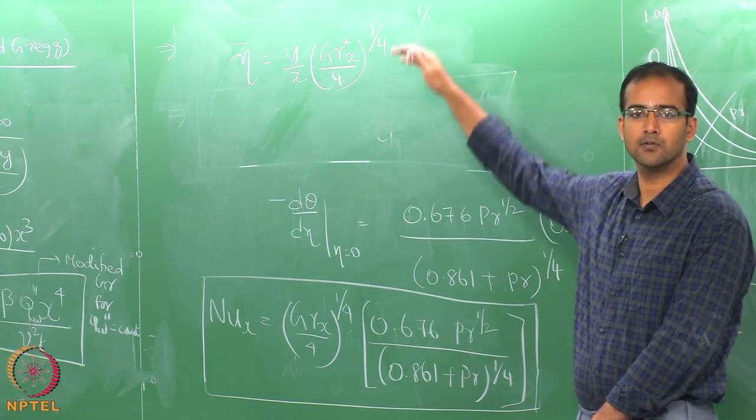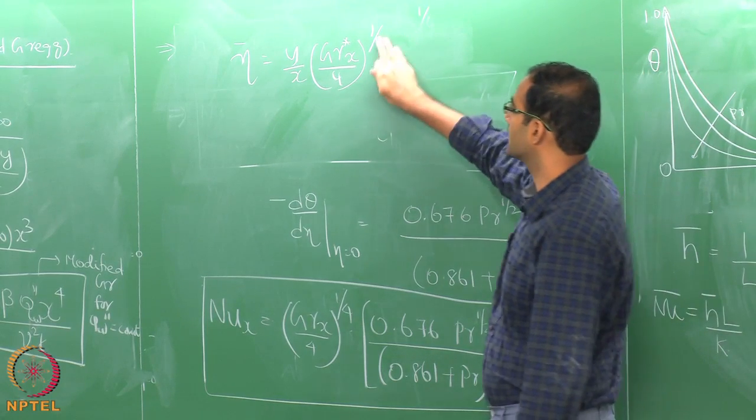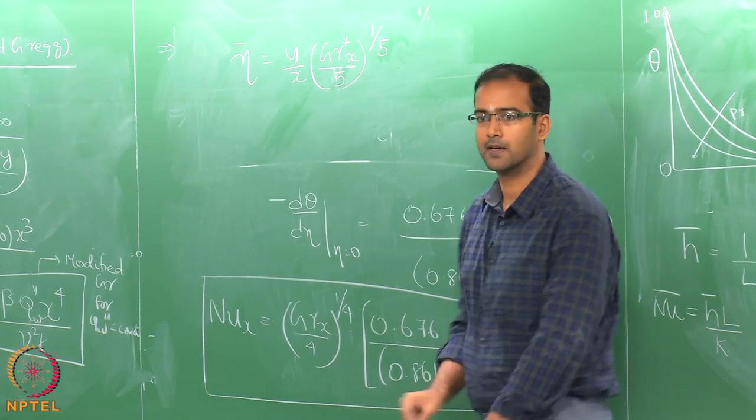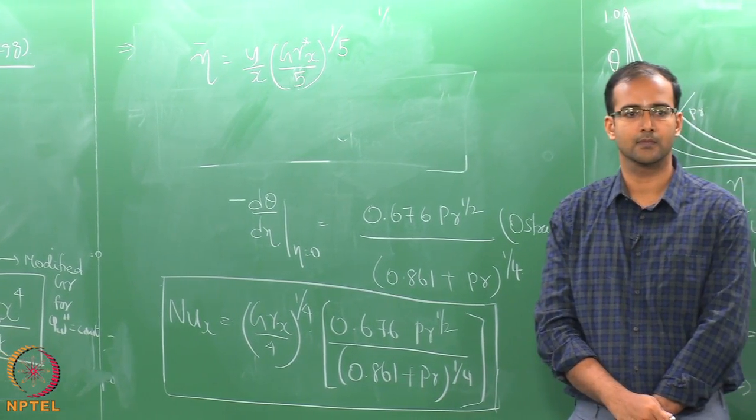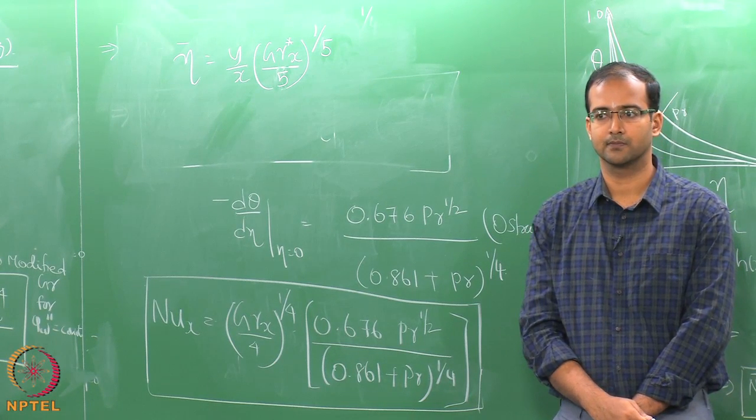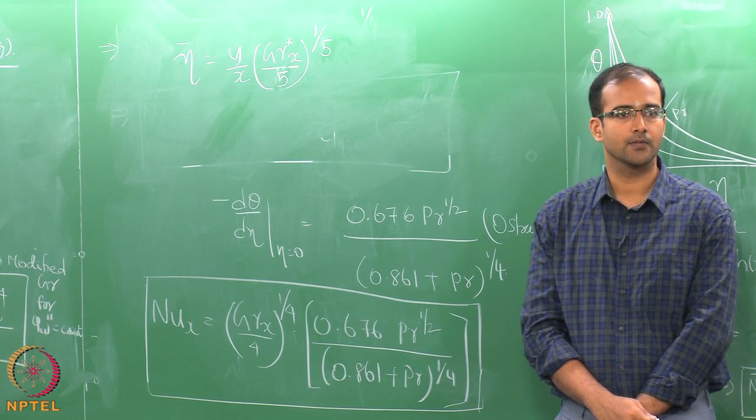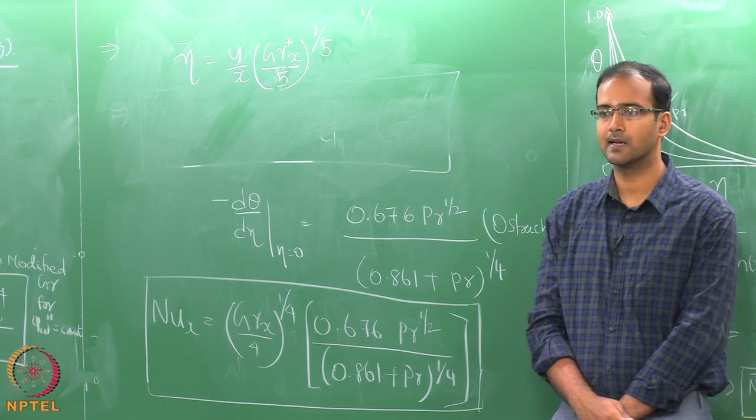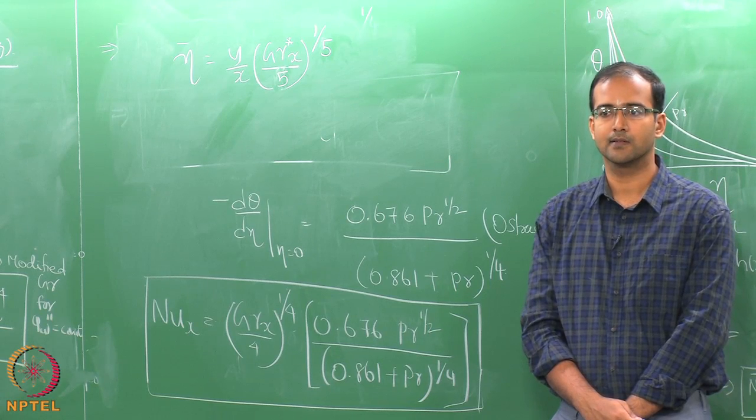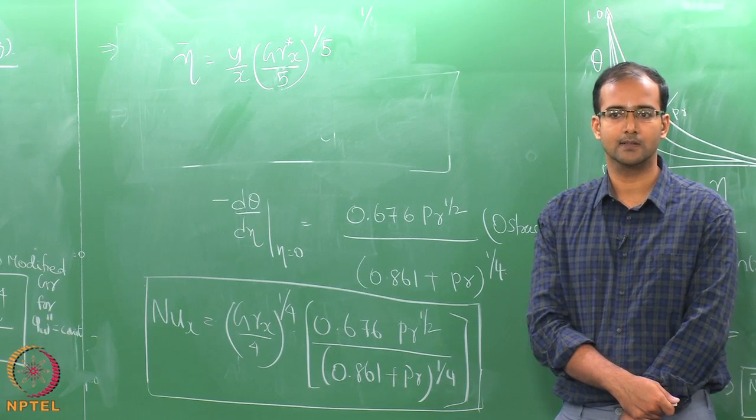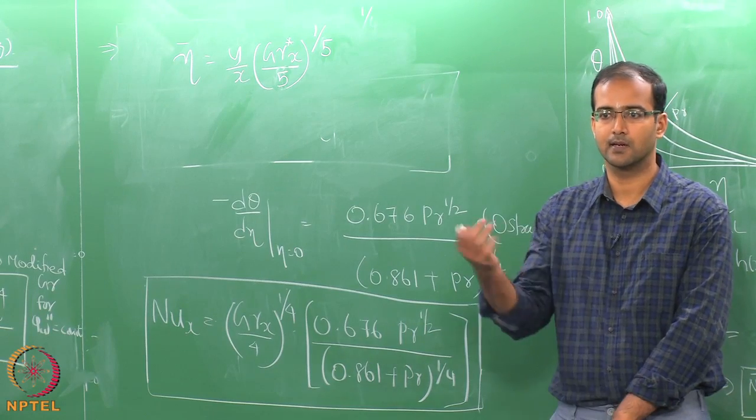So accordingly you have to modify the definition of similarity variable for this case. How Sparrow and Gregg did it was just changing the 4 to 5. Now the functional dependence of eta on x and y is retained, is that clear? If you use the default similarity variable, you cannot find a similarity variable for this. Therefore, you have to modify it a little bit. If this is the right modification, you should be able to find a similarity equation. That we will check, how we convert this into a similarity equation.